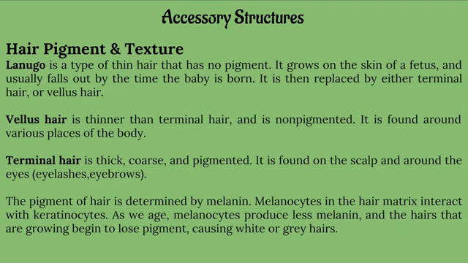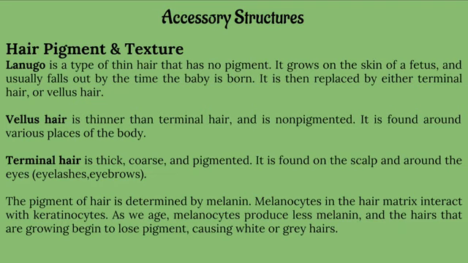Terminal hair is a thick, coarse type of hair and is well pigmented. This is the type of hair that is found on the scalp and around the eyes. Vellus hair is a thinner, non-pigmented type of hair that is found on the rest of the body. After puberty, vellus hair is usually replaced by terminal hair.